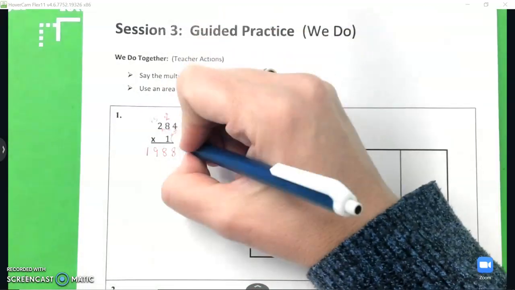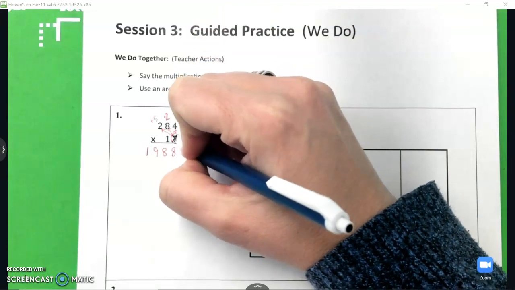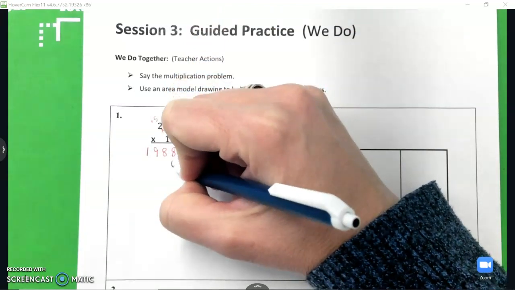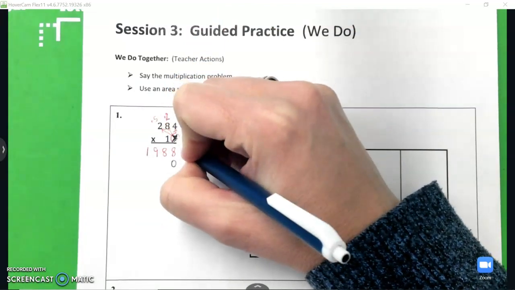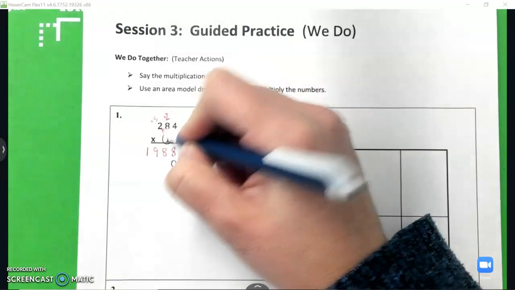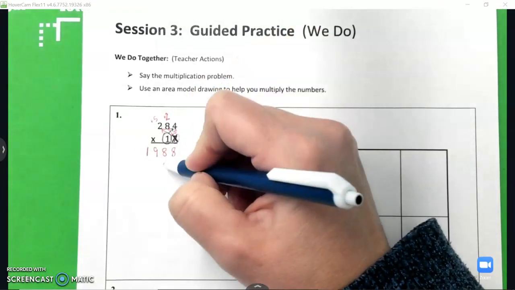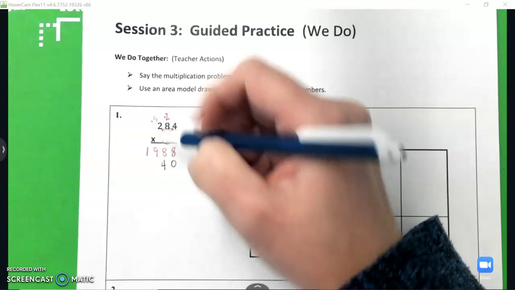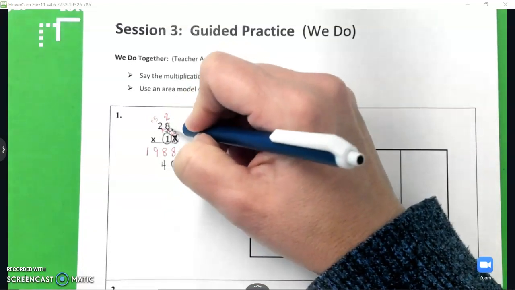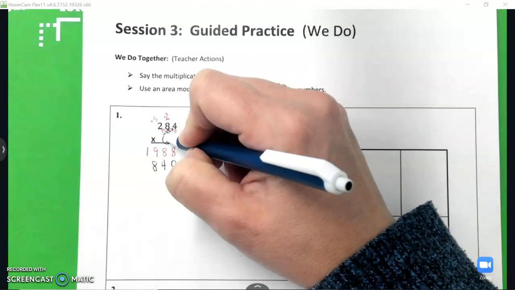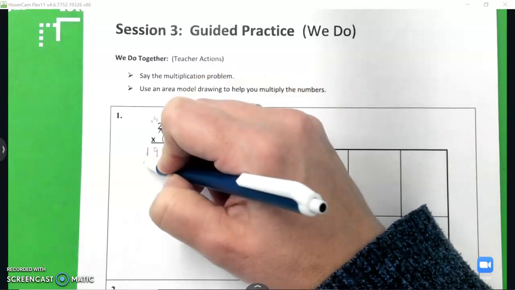Now I've completed multiplying with my 7, so I cross that off and bring down a 0 in the ones place. I'm going to move on to multiplying by tens. 1 times 4 is 4. 1 times 8 is 8. And 1 times 2 is 2.